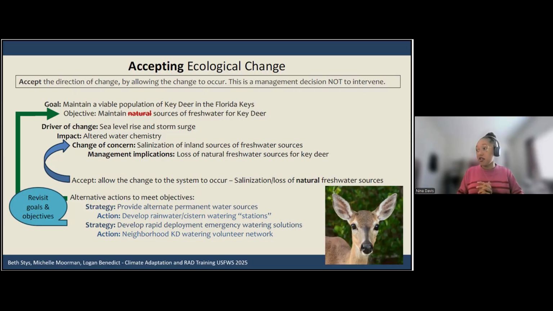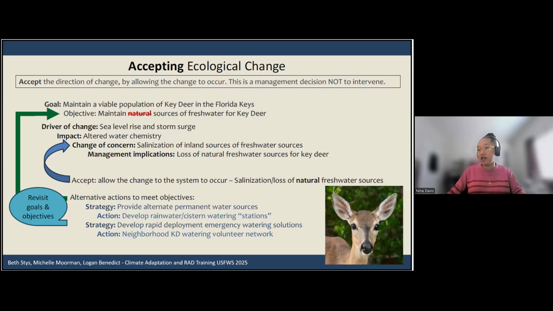And originally, their objective was to maintain natural sources of fresh water for key deer. The driver of change is sea level rise and storm surge, resulting in altered water chemistry, with salinization of inland freshwater sources. So the management implication was loss of natural freshwater sources for key deer. They came to the conclusion that they would need to allow that change to the system to occur, with salinization and loss of natural freshwater sources.